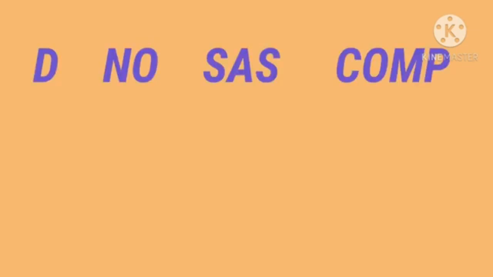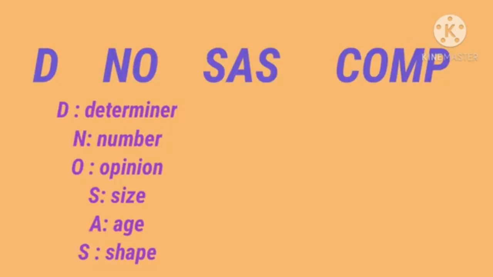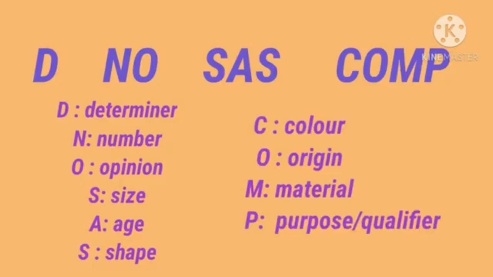Now you are in confusion. How to remember this order? Yes or no? For that, I will give you a clue. Remember like this. D, no, SAS, comp. N-O, no, S-A-S, SAS, C-O-M-P, comp. Repeat. D, no, SAS, comp.